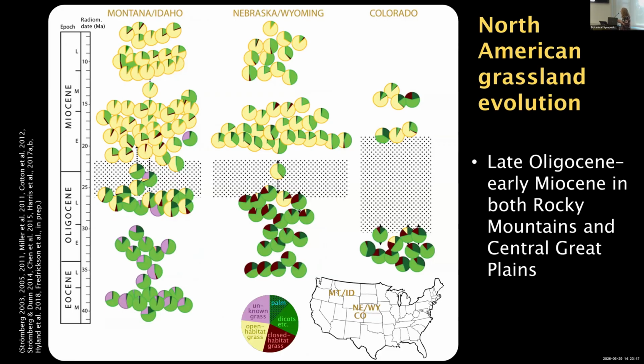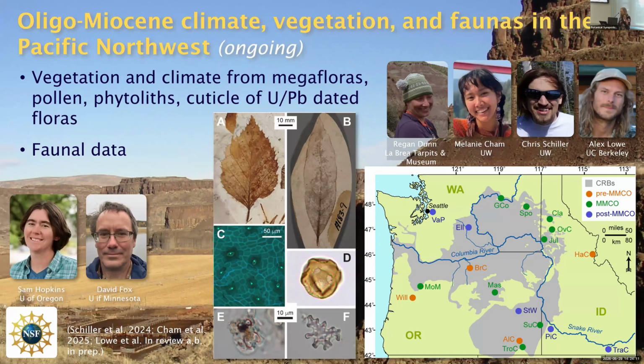If we then compare this to the Northern Rocky Mountains, so Montana, Idaho, we see a similar pattern there with a shift occurring sometime in the Oligocene, Miocene, even though there are other differences. So for example, we have other closed habitat grasses in Montana, and then we also have fewer palms overall and things like that. But generally speaking, this change seemed to happen roughly at the same time.